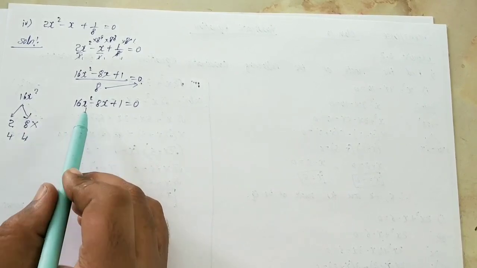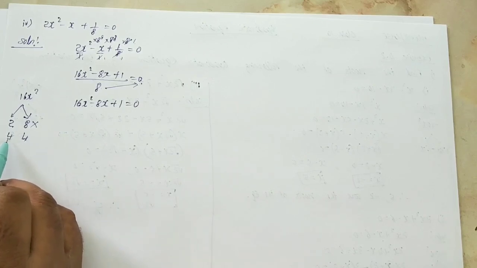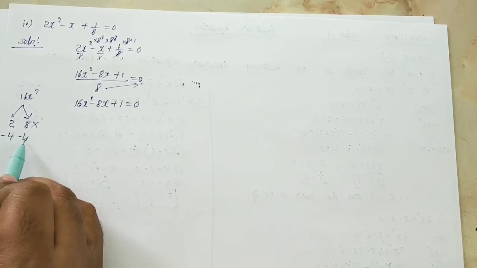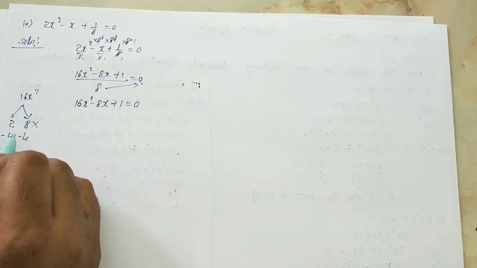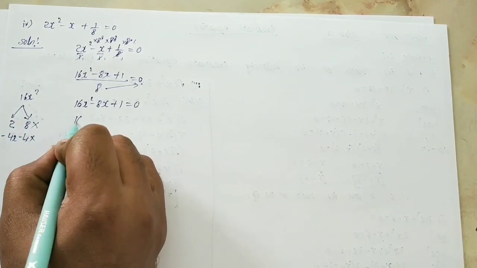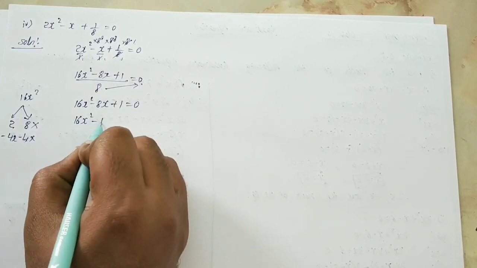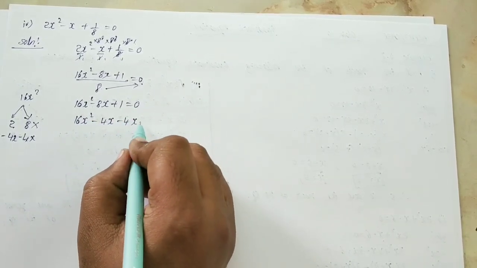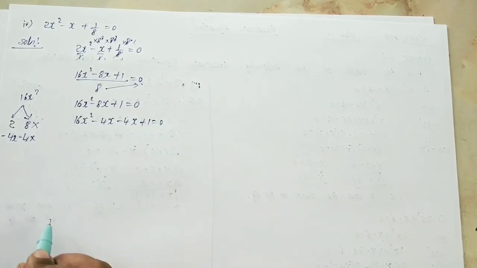What is the sign here? Minus. So if we want to add means both the numbers should have same signs, right? So here minus is there, so I will give minus for both the numbers. So now minus 4 will get minus 8. So x square is there, here 1x, right? So 16x square minus 4x minus 4x plus 1 is equal to 0, right?